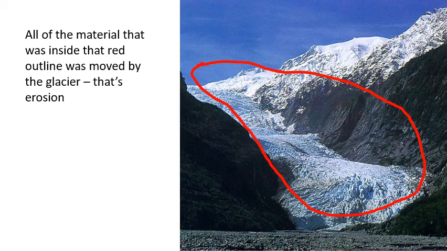So if we look at this picture here, you see this cut in the land that was here. Well, that used to be a solid mountain, but a bunch of the chunk of land that used to be there has been moved. That's erosion. That was caused by the movement of that ice or movement of that water. That's erosion.